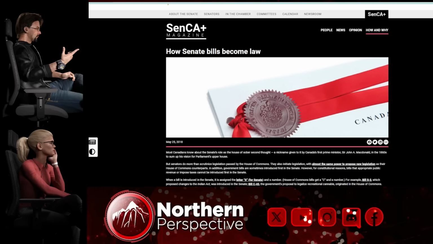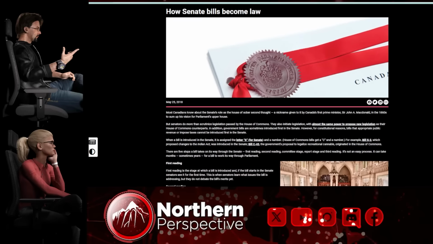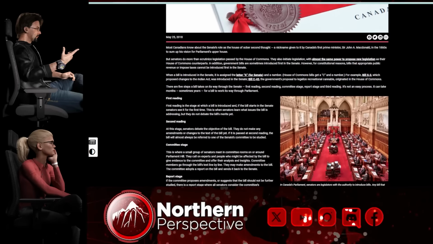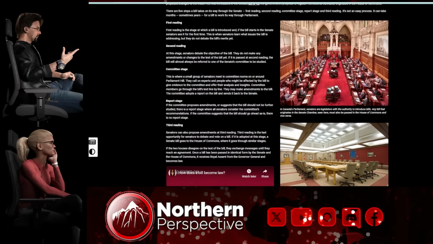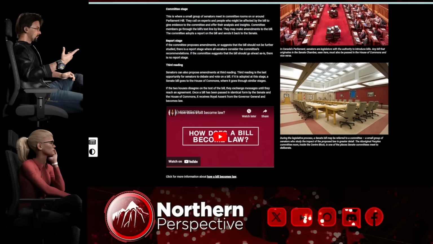When a senator initiates a piece of legislation, it goes through 5 stages in the Senate: first reading, second reading, committee stage, report stage, and third reading. Once it passes these 5 stages, it then moves to the House of Commons, where it moves through similar stages until both houses reach an agreement regarding the bill.